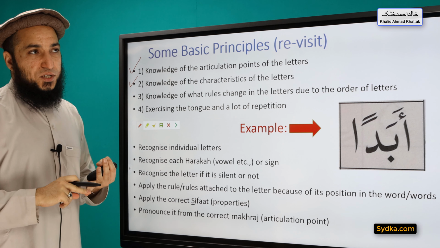So the first word we have is wahaba, and it has 3 syllables. The first syllable is waw fatha wa. Waw is not silent, it has fatha, and it is a light letter. Waw fatha wa. The second syllable we have is ha fatha ha. Ha is not silent, it has fatha, and it is a light letter. Ha fatha ha.